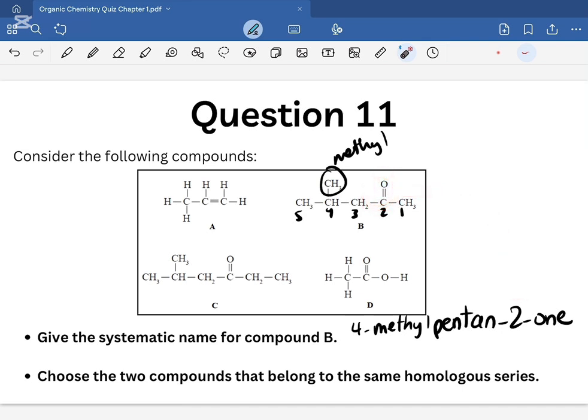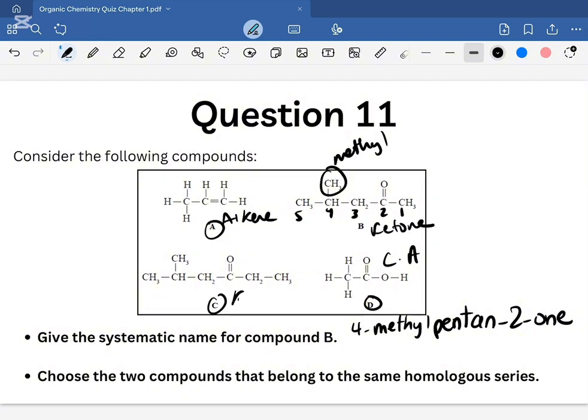Choose the 2 compounds that belong to the same homologous series. So we need to identify which ones belong to the same series, if they're both aldehydes or both ketones. So this is an alkene. This is actually a carboxylic acid. D is a carboxylic acid, A is an alkene, B is actually a ketone, and C is a ketone, as it also has the C double bond O. Therefore, the 2 compounds that belong to the same homologous series are B and C, since they are both ketones.